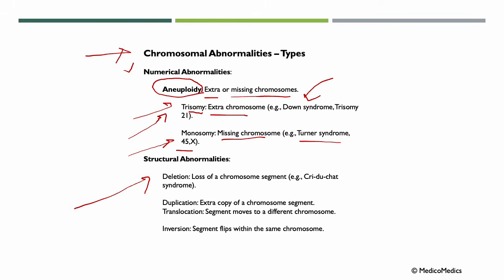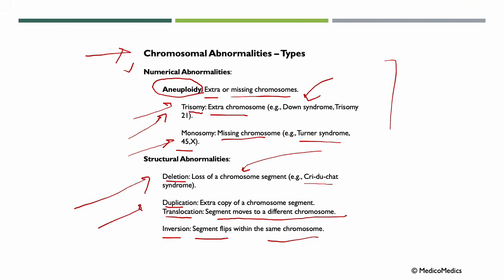What about structural abnormalities? Well, there could be deletion. So there is a loss of some chromosome segment, like in Cri-du-Chat syndrome. You can have duplication, where there is an extra copy of a chromosome segment. You can have translocation, where a segment moves to a different chromosome. You can have inversion, where a segment flips within the same chromosome. So having these kinds of chromosomal abnormalities is like books missing pages, having extra pages, or sections swapped with some other book. It's all mixed up. That's essentially what we're talking about here.